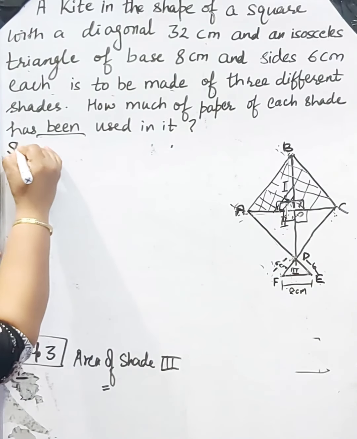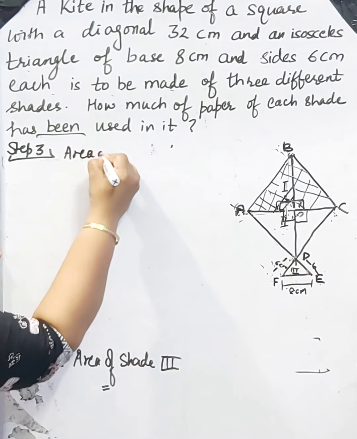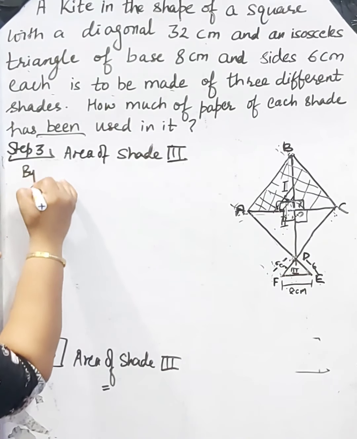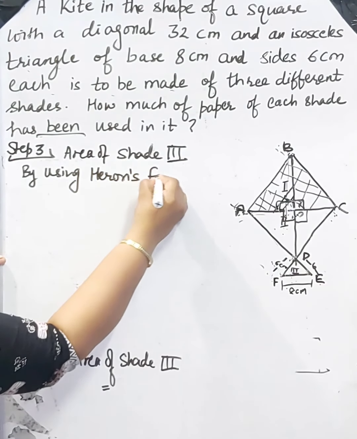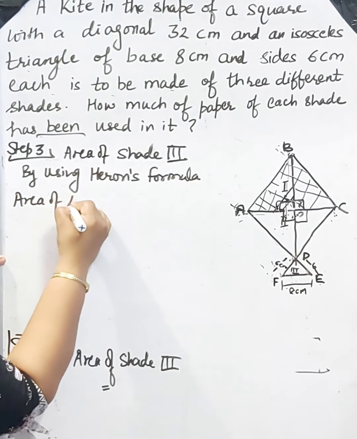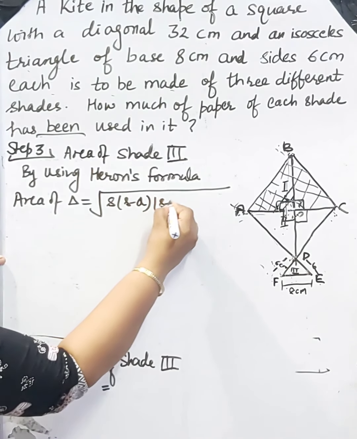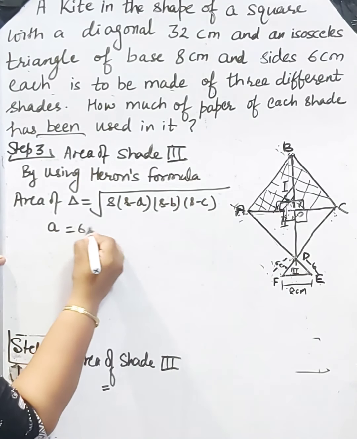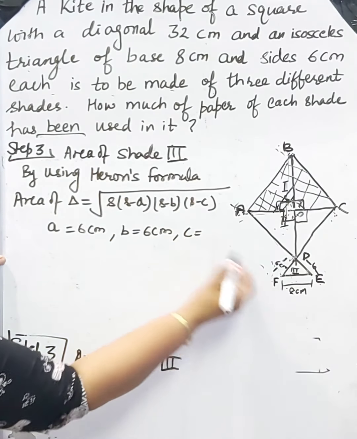In step 3, we have to find the area of this triangle, area of shade 3, by using Heron's formula. Area of triangle equal to under root S into S minus A, S minus B, S minus C. Now here A is 6 centimeter, B is 6 centimeter, and C is 8 centimeter.